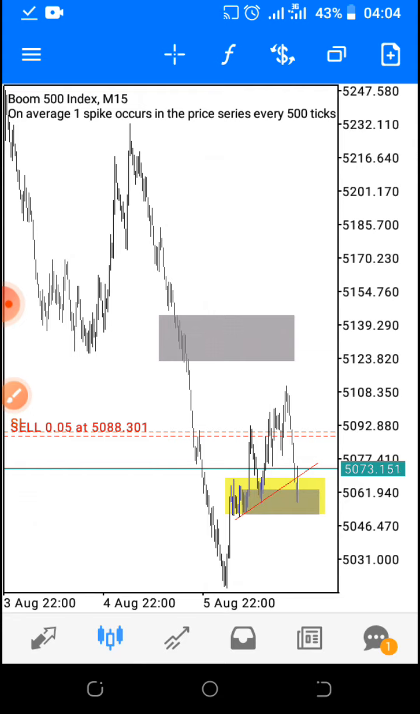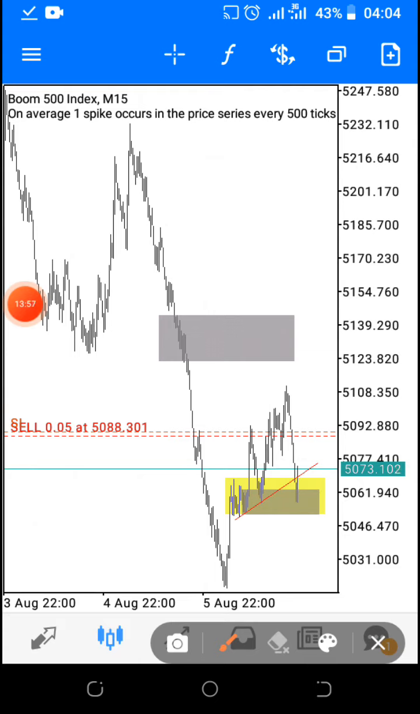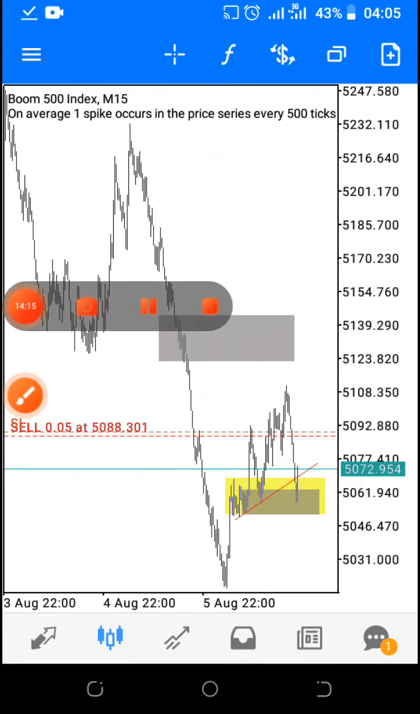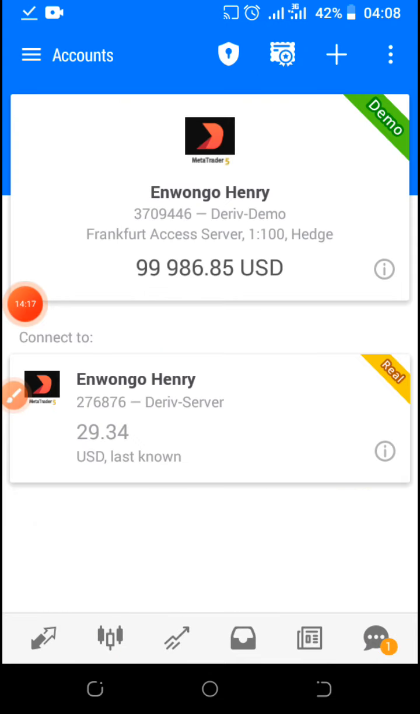Yes, this is a zone. But I am also predicting, not necessarily deciding, that the trade might go down to this point. All right, so that is the second point I'm trying to share with you. Excuse me for that.